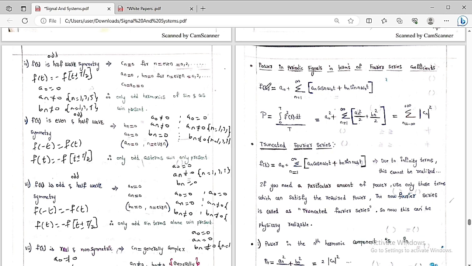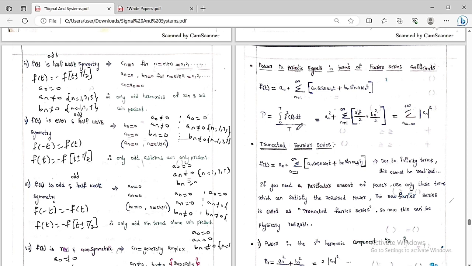I have already told you for a periodic signal f of t, we represent the trigonometric Fourier series as a naught plus sigma n equals 1 to infinity of an cos n omega naught t plus bn sin n omega naught t. So you know what power is? Power is energy by time. So I am going to find only the energy for one time period and divide by the time for one time period. So it is the integration over 0 to T of f of t squared dt, divided by T. This is the energy in one time period, divided by the corresponding time, which is T.